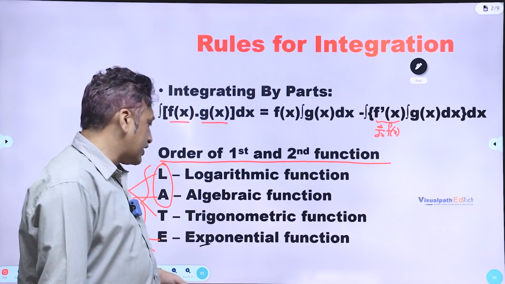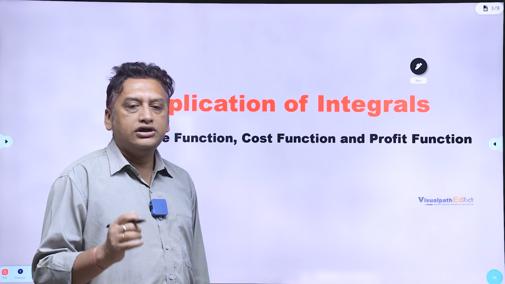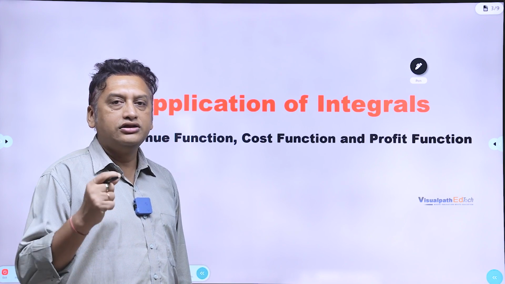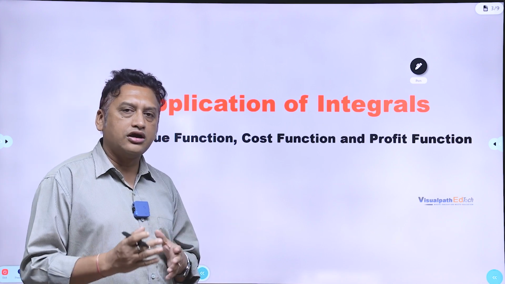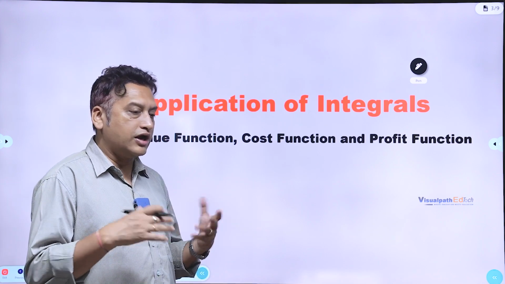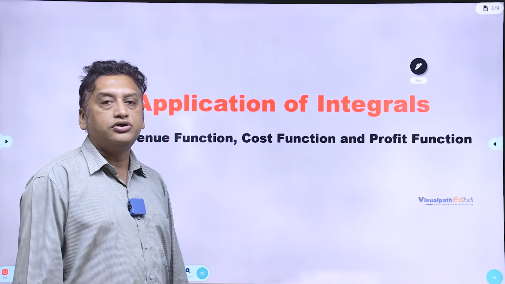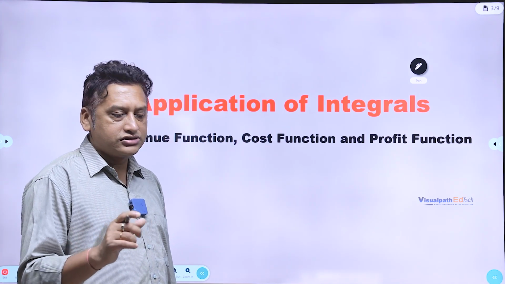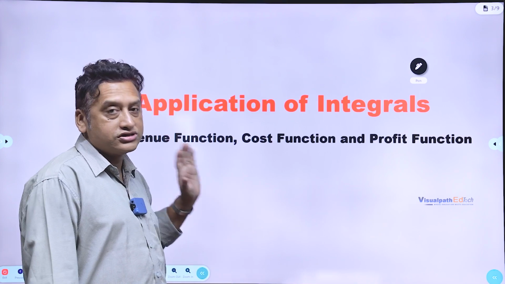We now move to practice sums so that you understand where and how integration can be used in sums related to business, economics, or maybe practically in our day-to-day life. So today we are going to touch upon application of integrals. You have this unit 4, where you have this particular concept in detail.